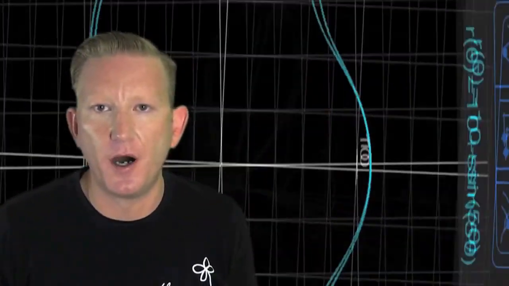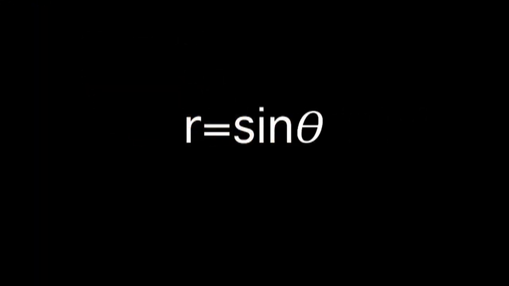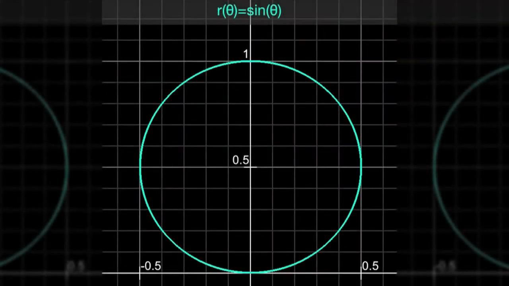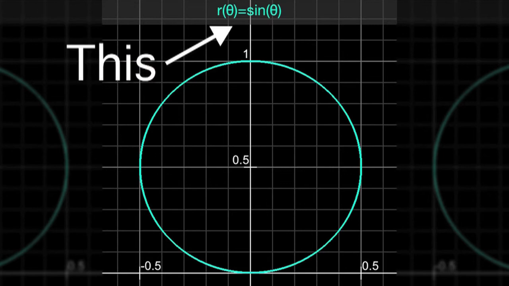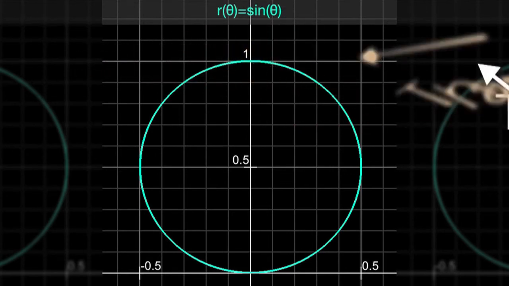How do we tell them apart? y equals sine theta. That's a circle. Circle on the y-axis because sine represents y. When sine of pi over 2, that's 1. That's why that's out there and it goes around twice.